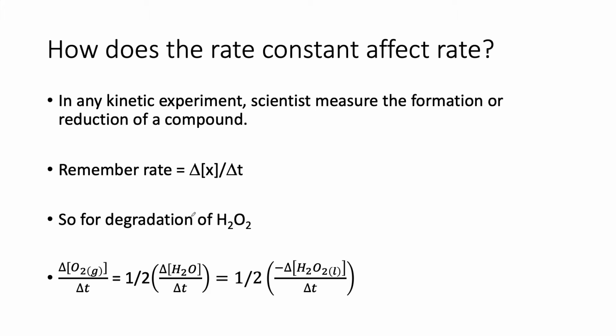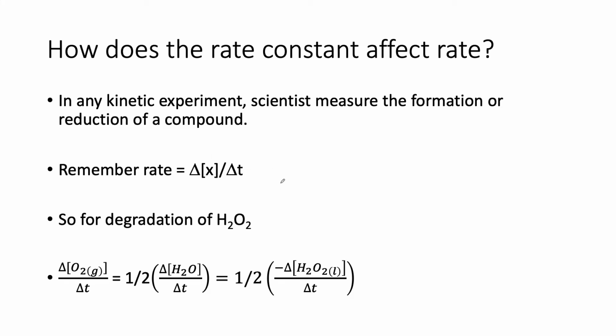So let's look at how the rate constant affects rate. That's the first thing we need to do before we look at anything else. In any kinetic experiment, we'll look at either the formation of a compound, which is a positive rate, or the reduction of a compound, which is a negative rate. And the rate is basically the change in concentration over the change in time. So we're looking at the degradation of hydrogen peroxide to water and oxygen.